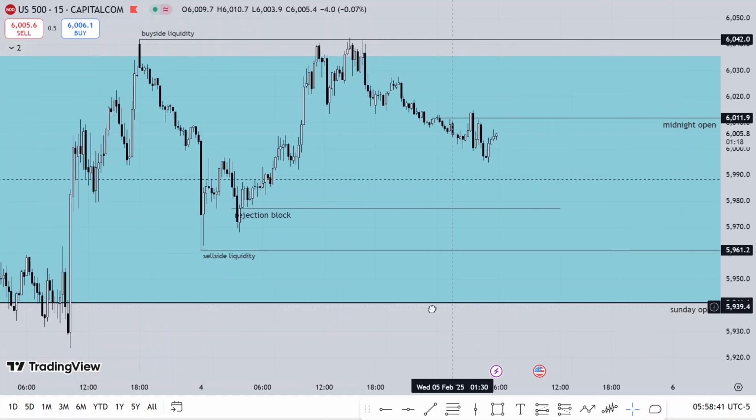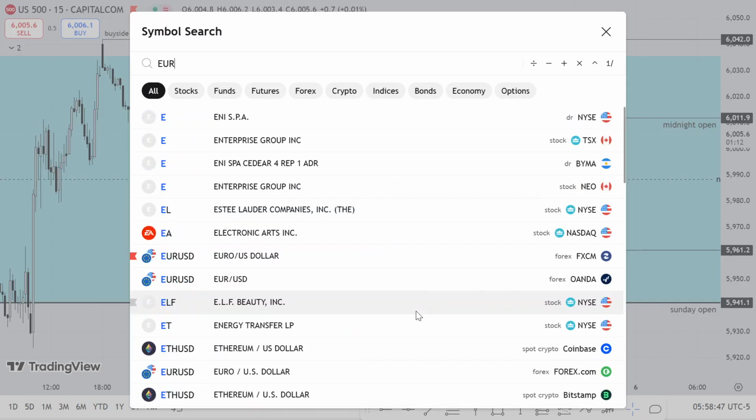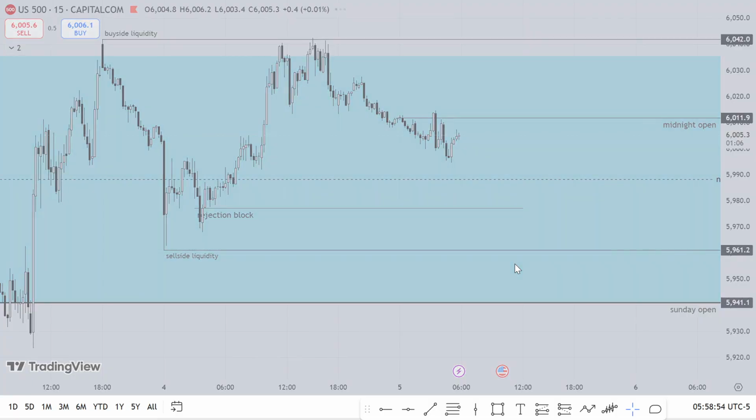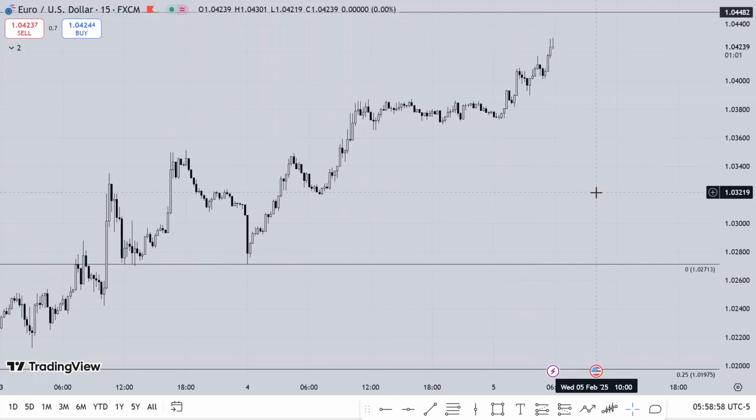So let us get a feel for the forex market to solidify our bias or come to a conclusion on what our bias is likely to be going into New York.